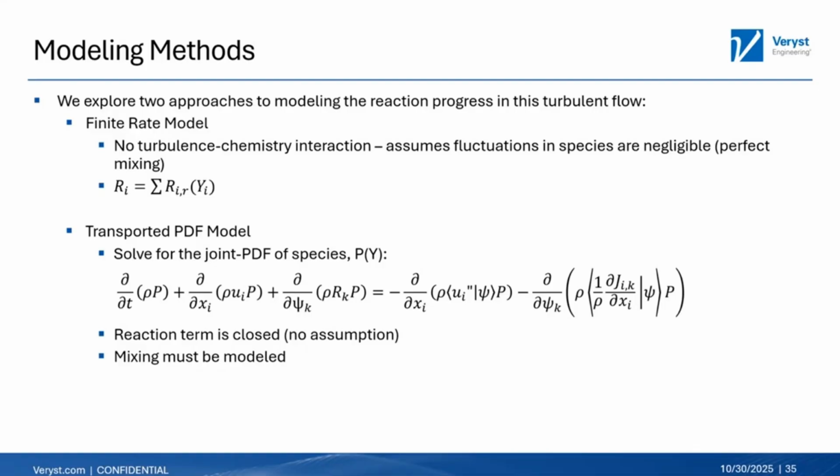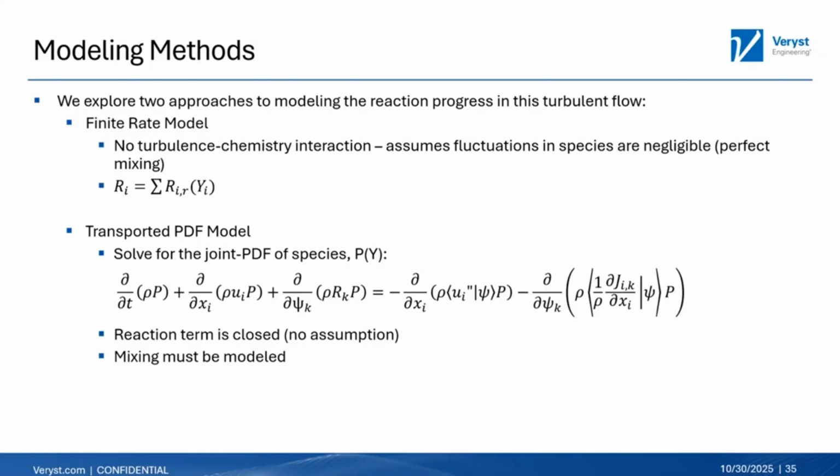On the other hand, we use what's called the transported PDF model. And here, what we're solving for is the joint probability density function of the species. And when we recast the governing equations to solve for the joint PDF, we get the equation that's shown under the second bullet. This is a transport equation for the PDF. And what's nice about this equation is that everything on the left-hand side is closed. That means we can solve without assumption the terms on the left-hand side, which critically includes the reaction term.